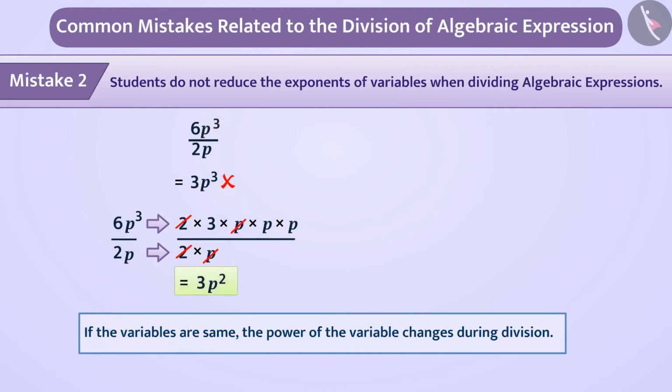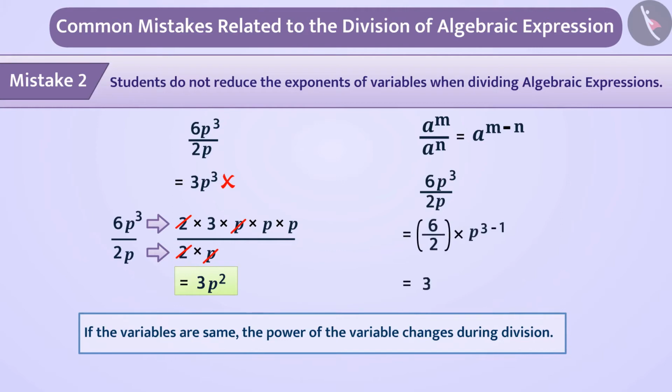The same can be solved with the help of exponent rules. Since a raised to m divided by a raised to n is equal to a raised to m minus n, hence 6p cube divided by 2p can be simplified like this, which gives the correct result as 3p square.